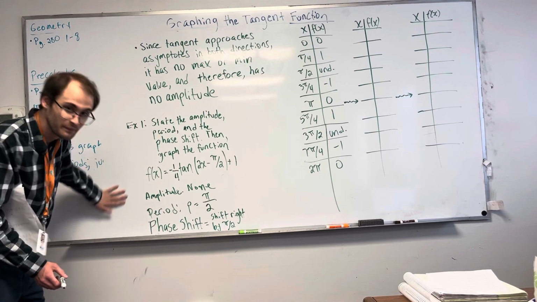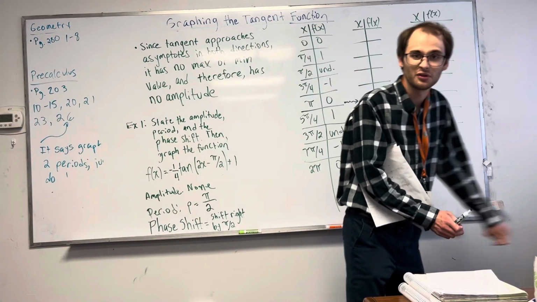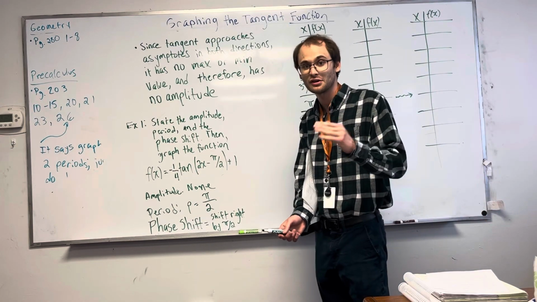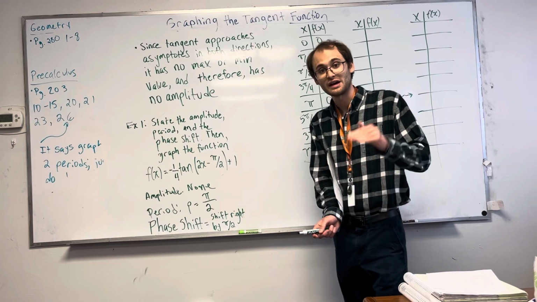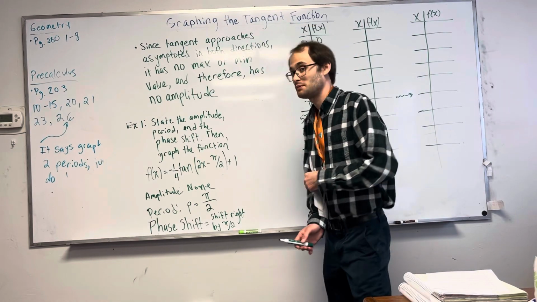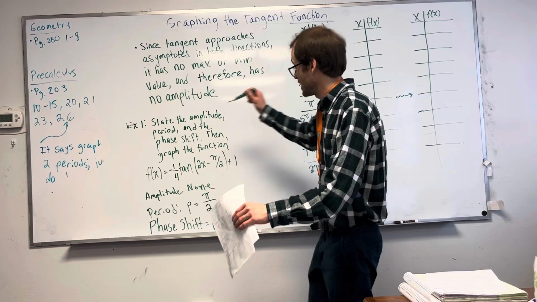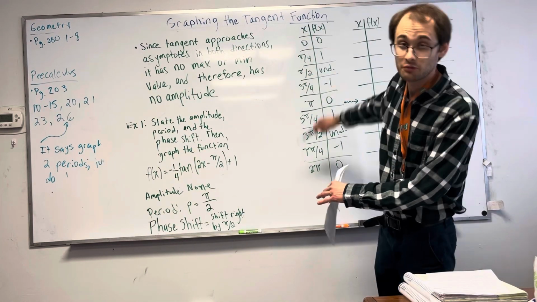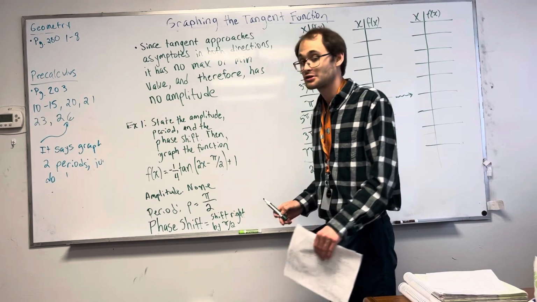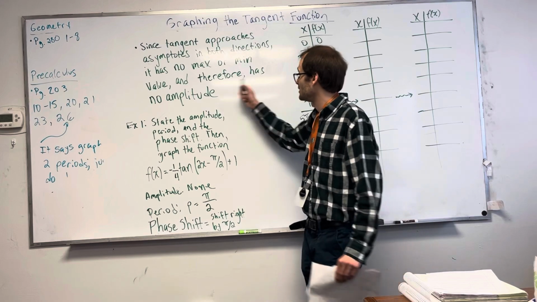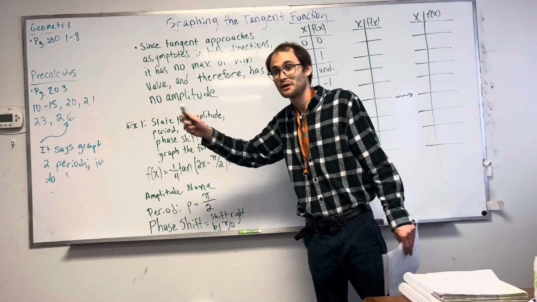If you recall, the definition of amplitude involved the distance from the x-axis to the maximum value or the distance from the x-axis to the minimum value, okay? Now, because tangent goes down forever off to the left and up forever up towards the right, it never actually hits a maximum or minimum value and therefore has no amplitude, okay?